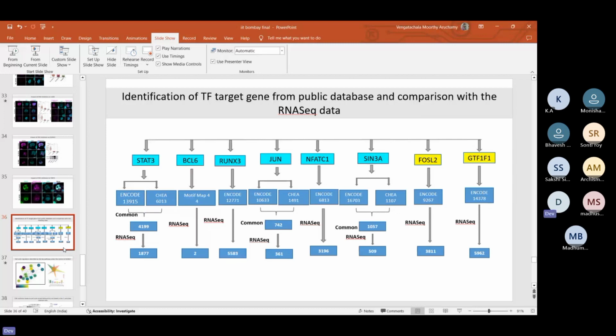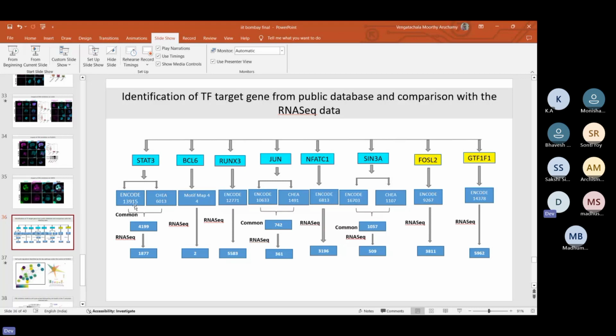So what we have done is, there are some very good public databases, for example ENCODE as well as ChEA, where people have done ChIP-seq experiments to identify the association of certain transcription factors with downstream genes. This has not been done for Bos taurus. However, it has been done for Homo sapiens. So we have taken all the data of Homo sapiens. For example, for STAT3, around 13,915 genes are identified as downstream targets in ENCODE, and ChEA identified 6013.